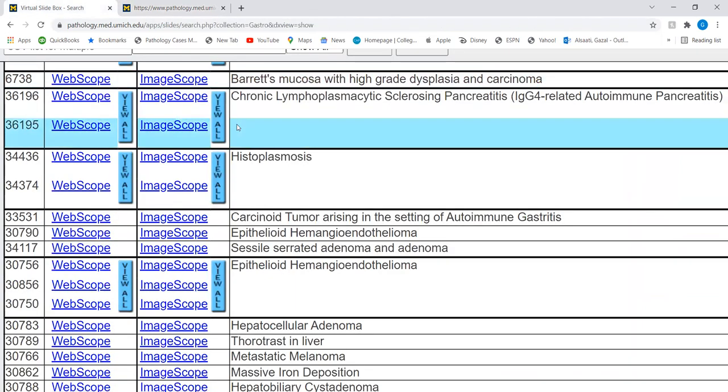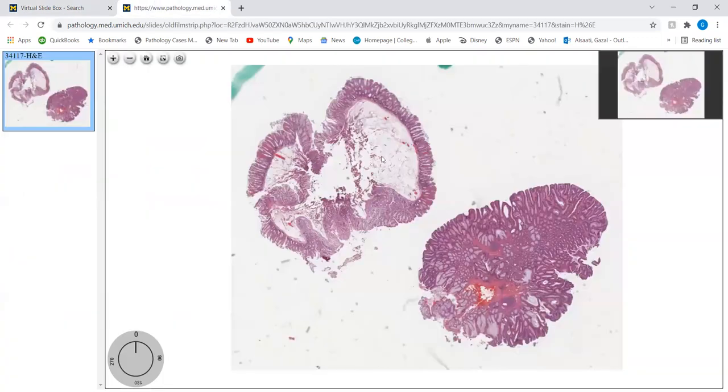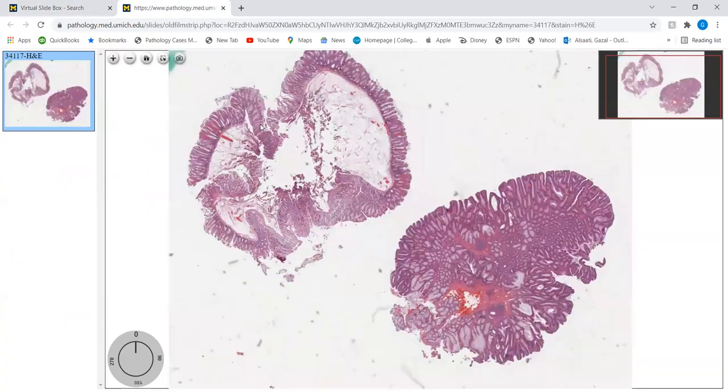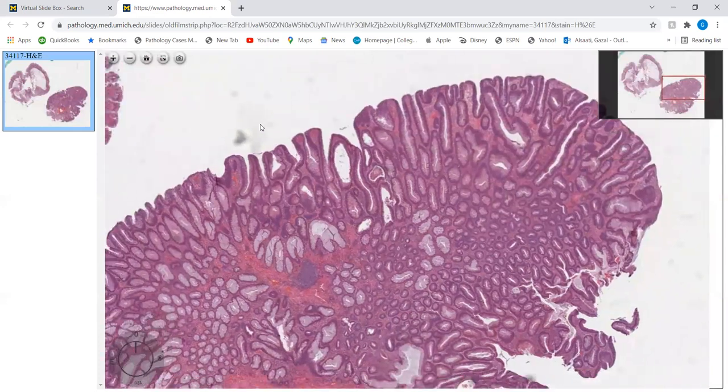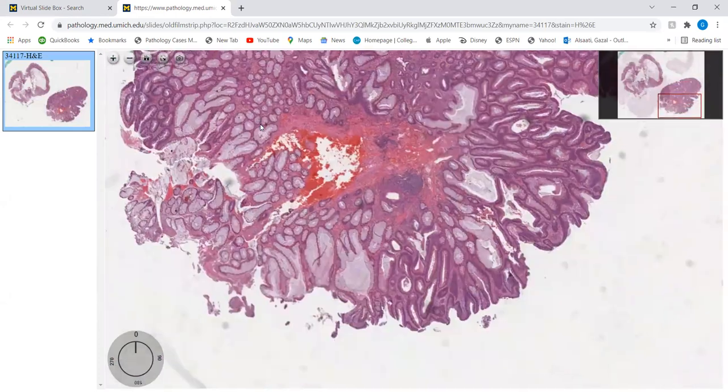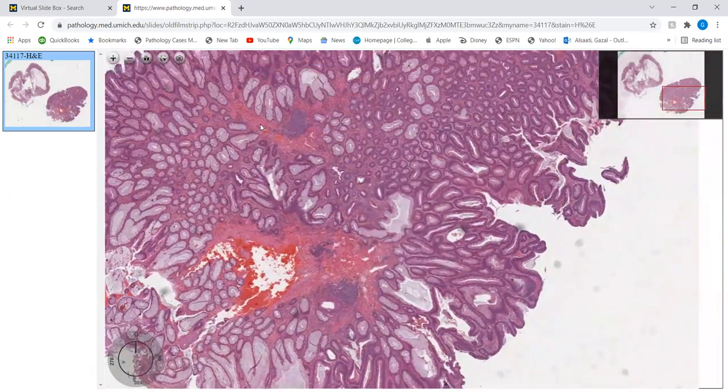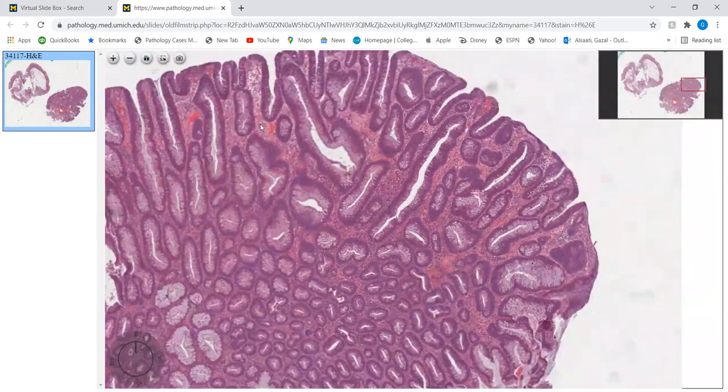Sessile serrated adenoma and adenoma. So I should have two things here. This is our classic adenoma, which is very beautiful. So you have beautiful low-grade dysplasia in a polypoid lesion.